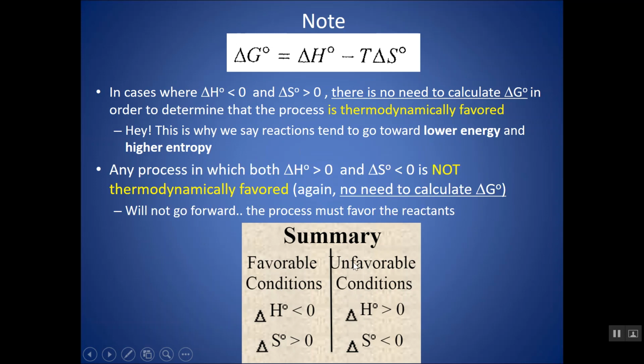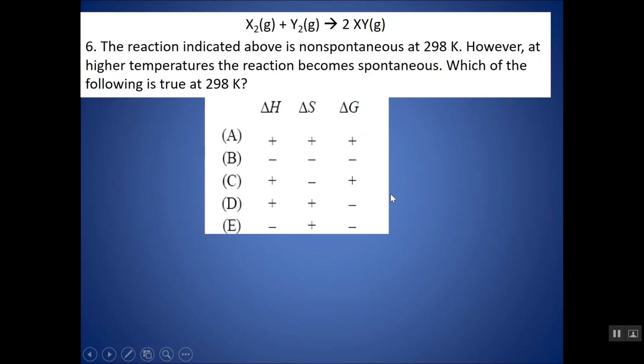And the opposite, you should again know the unfavorable conditions. Again, there's no need to plug into delta G to see that it would be positive. If you see delta H is positive, delta S is negative, you're always going to get a positive delta G. Let's try some examples. Take a moment, give this one a shot, and then we'll go over it.